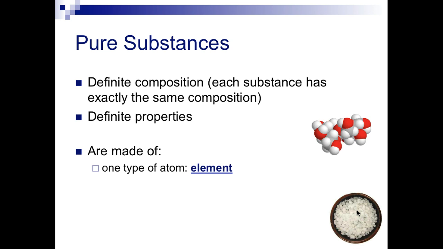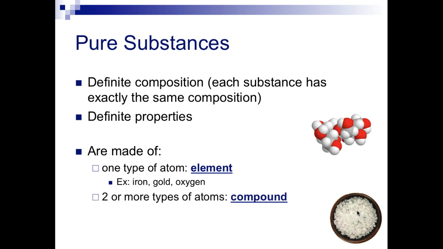Pure substances are made of only one type of atom, and we call that an element. So for example, iron, gold, oxygen, those are all pure substances because they only have iron atoms, gold atoms, or oxygen atoms in them. If you have two or more types of atoms, then you're talking about a compound.